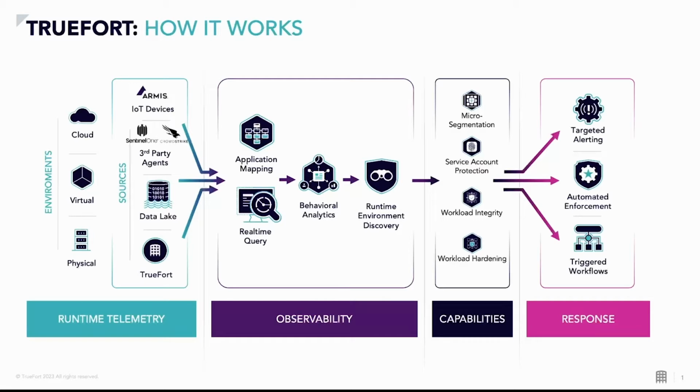Once we establish this visibility, we use our patented behavioral analytics to establish an application baseline, and this is done using machine learning. Using this application baseline, we can then start to establish a number of different protective controls, like micro-segmentation, as well as service account analytics, file integrity monitoring, and server hardening.